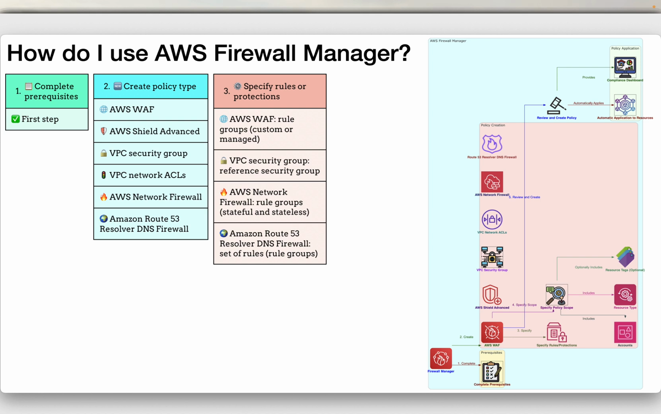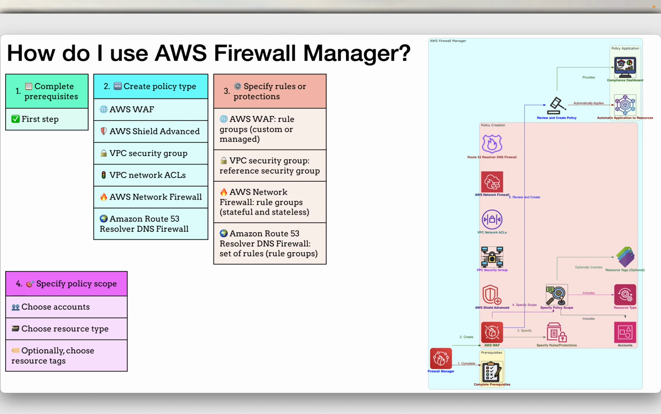And for Amazon Route 53 Resolver DNS Firewall, you specify the set of rules. So within Route 53 DNS Firewall, it's called rules or rule groups you want to associate with your VPCs in your accounts. So this is the third step. You create a policy and set of rules. Fourth, you specify the scope of the policy by choosing the AWS accounts, resource type, and optionally resource tags where you want the policy to be deployed.